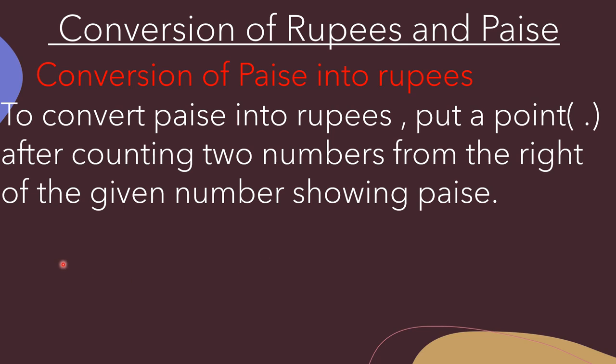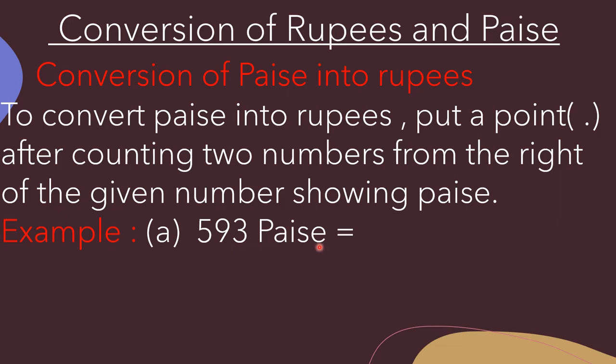So let's see how. So in example number 1, A part, 593 paise. Now we have to convert it into rupees. So what we will do? We just write rupees 5.93. ठीक है, अब देखो 9 और 3 हमारे टू राइट हैंड साइड के नंबर्स हैं. इससे पहले हमें पॉइंट लगाना है. ठीक है, तो how we can write it in rupees? Like rupees 5.93.